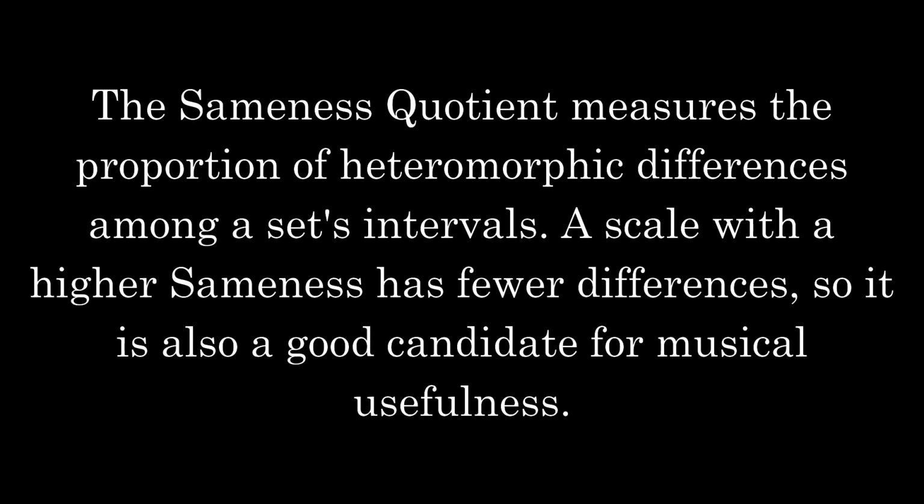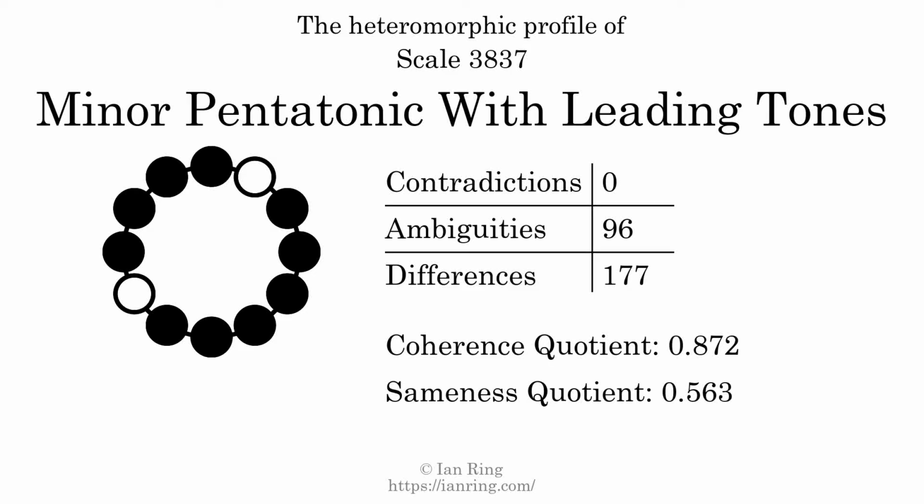The sameness quotient measures the proportion of heteromorphic differences among a set's intervals. A scale with a higher sameness has fewer differences, so it is also a good candidate for musical usefulness. The sameness quotient is 0.563.